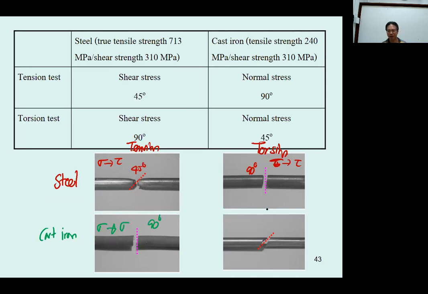For this one, the brittle cast iron is going to fail by what? This is tau, and it causes the failure by the normal stress, at what angle? At 45 degrees. So there are a lot of differences here, and I'd like you guys to separate between them.